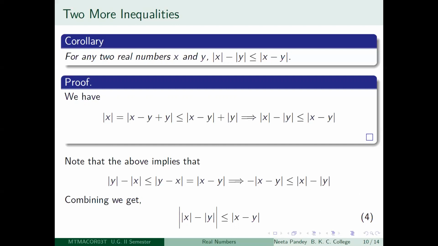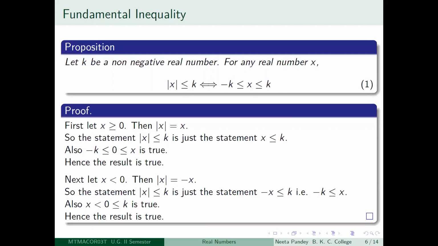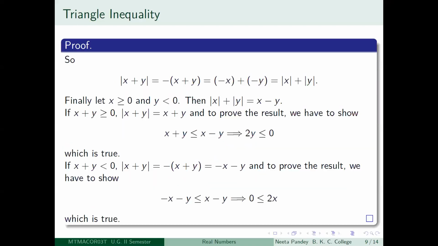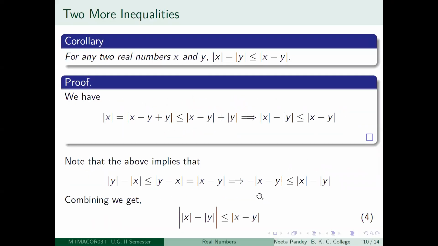So just recall that mod x less than or equal to k is the same as the statement minus k less than or equal to x less than or equal to k. So in what we were doing just now, instead of x I had mod x minus mod y, and instead of k I had mod x minus y. Let us go back. So that is our situation here. Minus of mod x minus y is less than or equal to mod x minus mod y is less than or equal to mod x minus y.